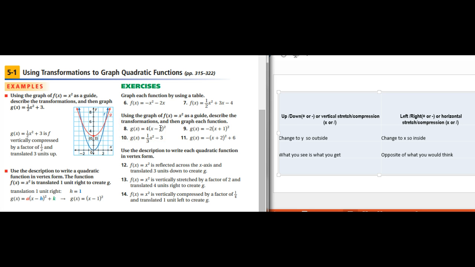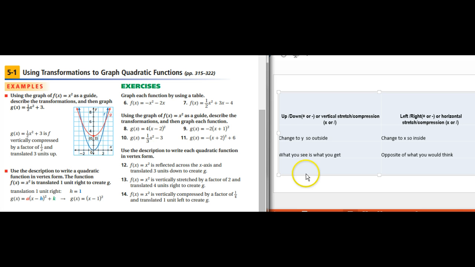So let's do number 8 together. Number 8 has a few changes. Let's talk about what's happening. We know it's a quadratic because of the square. We know we're moving right 2 because we're subtracting 2 on the inside. And we know, since this is on the outside, that we have a vertical stretch by a factor of 4.